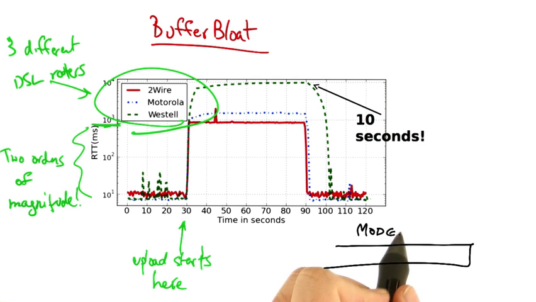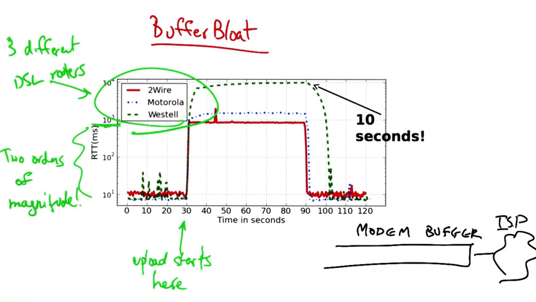Now, to remind you what's going on here is that the modem itself has a buffer. Your ISP may be upstream of that buffer, and your access link may be draining that buffer at a certain rate. TCP senders in your home will send until they see lost packets.